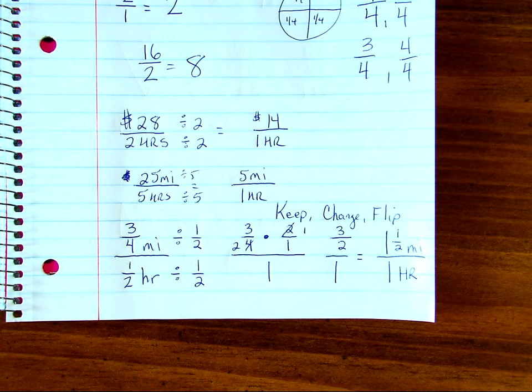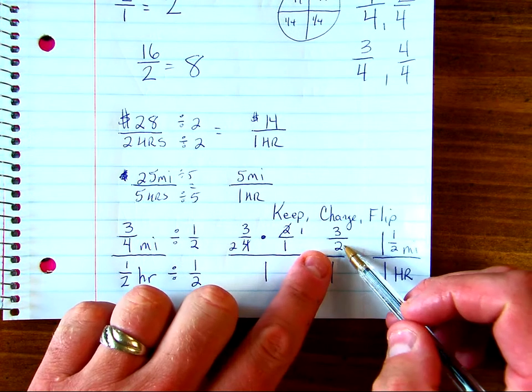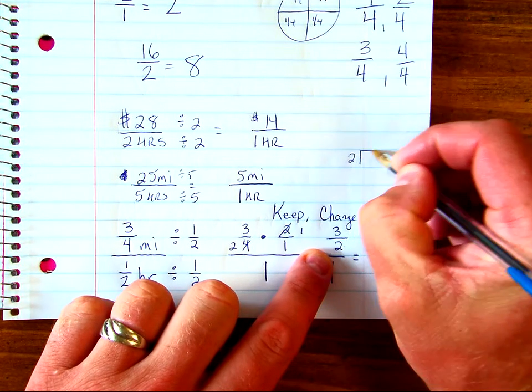So the answer is 1 1/2 miles per hour. Mr. Meeks, where did you get the 1 1/2 from? I took the 3 halves and just used long division.